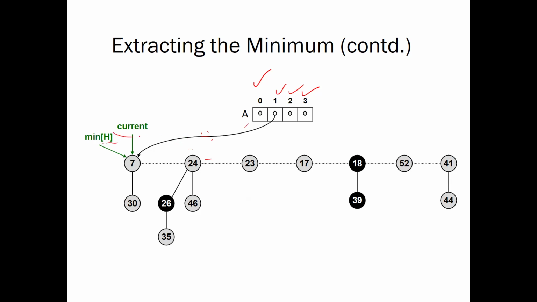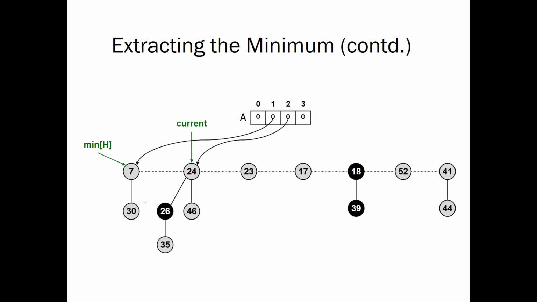You start from the min of h, that is the first node, mark it as current. Now find out the degree of this by looking at d of x, or d of current. Okay, d of current is nothing but 1. So you create a pointer that indicates degree 1 is already taken by this particular tree. Now move forward. The next step is current is moved forward to the next root list and we find out the degree of this current node, and we found out that it is 2. So we mark it here.